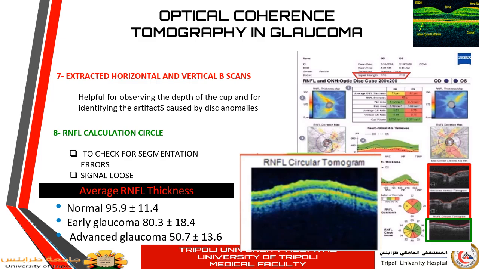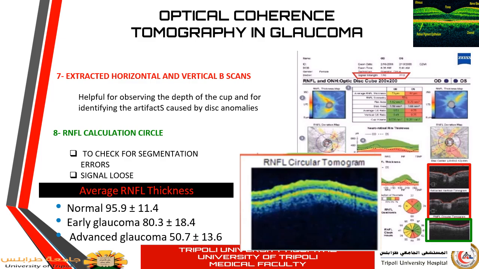So it is important when you look at the OCT map, you look at the signal intensity and look at the segmentation first. If the segmentation is good and there is no artifact and the signal intensity is good, at that time you can go ahead and proceed with the interpretation of the data available.